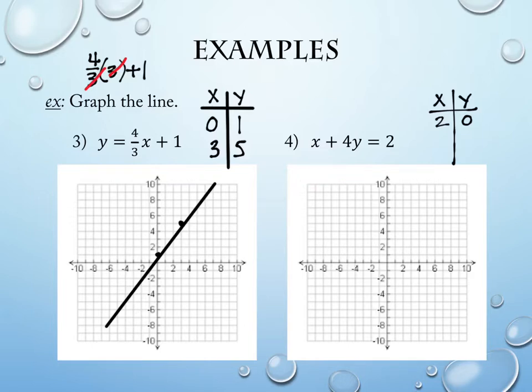It's not a horrible fraction. So if you picked x as 0, you would have 4y equals 2. What would y equal? Huh? Not 0. 0.5. So I would have to divide by 4, right? 2 over 4 is 1/2 or 0.5. So if you ended up doing that, you would get this.